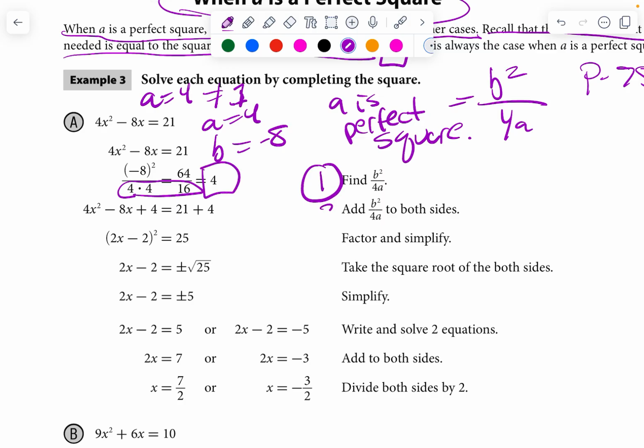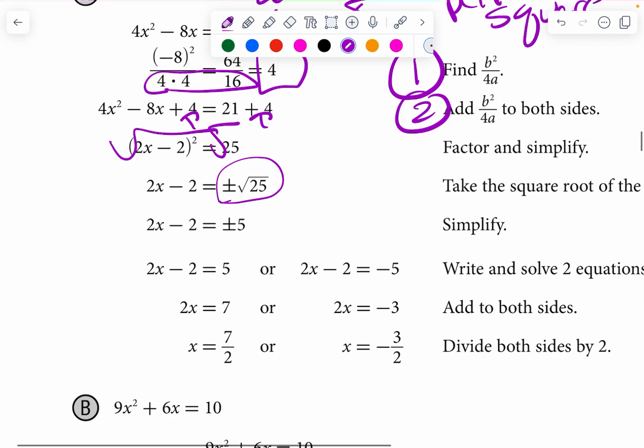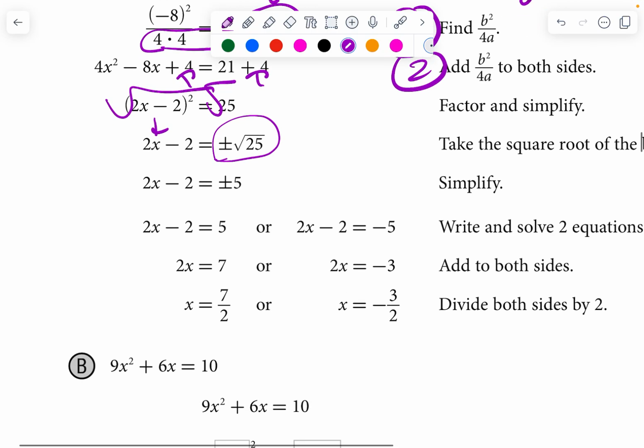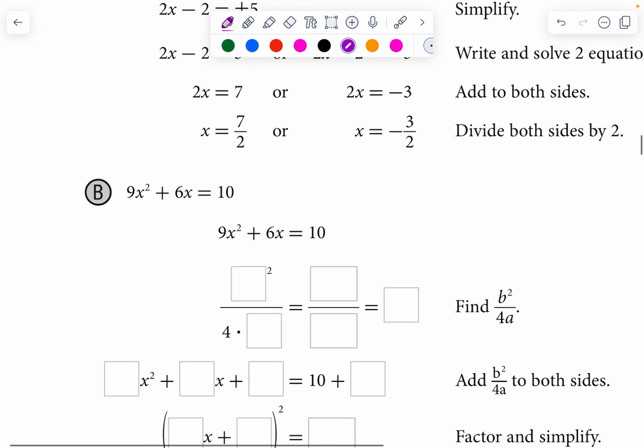So then it's the same thing. I add it to both sides. I take the square root of both sides, like I get here, plus or minus. Then I have to solve for x. So I need to get x by itself. Then I split it into 2 pieces, one negative answer, one positive answer. And then I get my answer. Okay? Okay, now let's take a look at the next example.